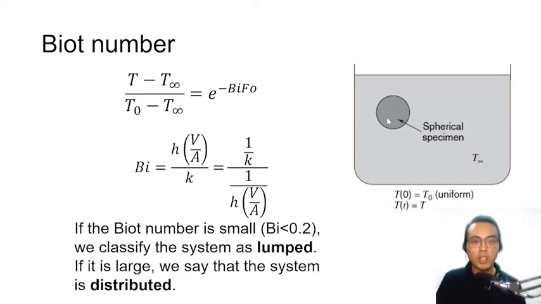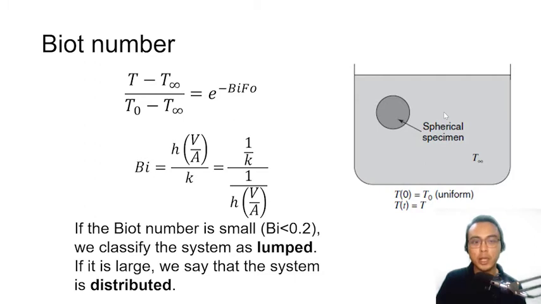You can imagine how we can have a lumped and a distributed system. Let's say, for example, you have a very small sphere. It's more likely to be categorized as a lumped system because of its small size and its large conductivity. Heat can be conducted easily, thus ensuring that we have a uniform temperature all throughout.